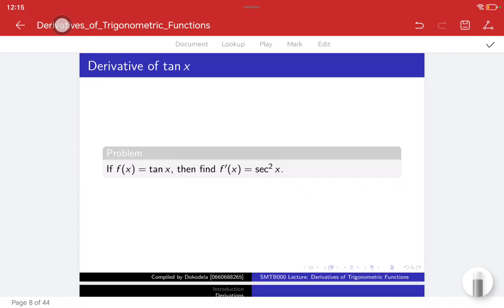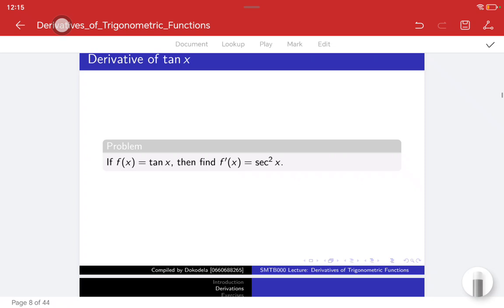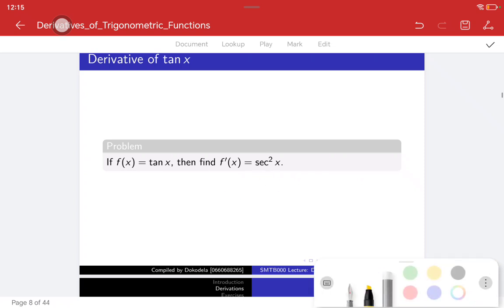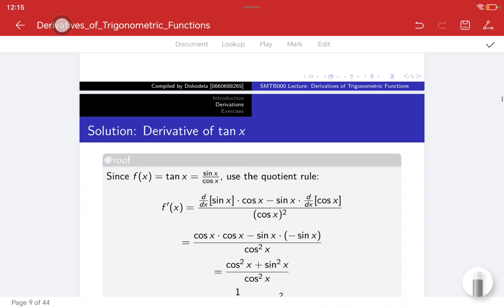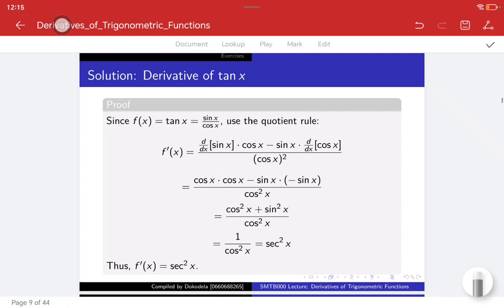Now we come to the derivative of tan x. We're given, if f of x is equal to tan x, then find f prime of x, which is equal to sec squared x, right? And from this one, you can still use first principle, or you can use the quotient rule, right? But I avoid deriving from here to here straightforwardly. So now, using the quotient rule, we must first change this tan x to sin x over cos x.